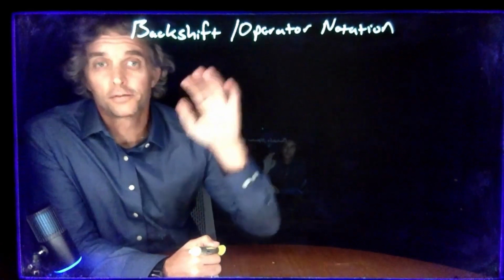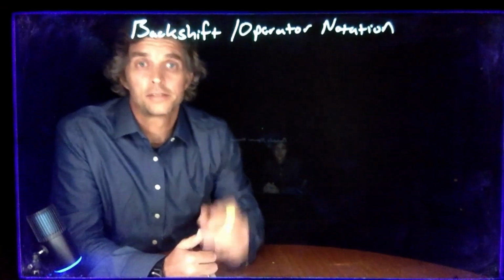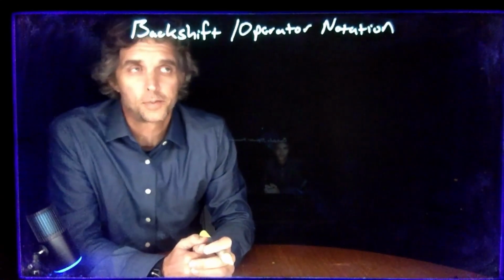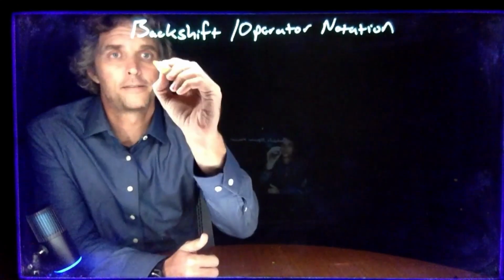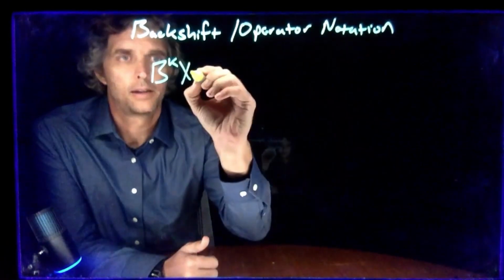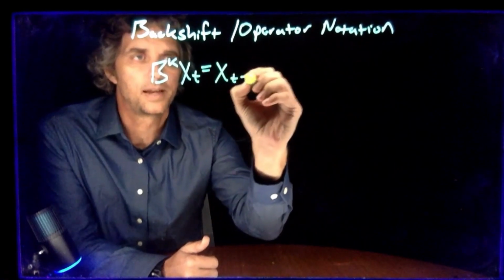Let's talk about the backshift operator and the backshift or operator notation. This notation is going to allow us to access some very interesting and very useful theoretical results about our time series models. But let's just jump right in and define what the backshift operator is. B^k operated on x_t is B^k x_t equals simply x_{t-k}.